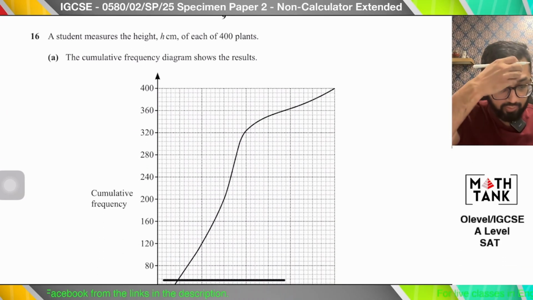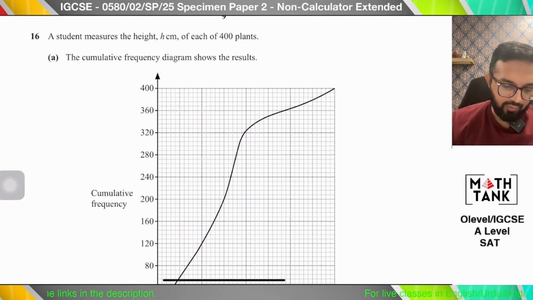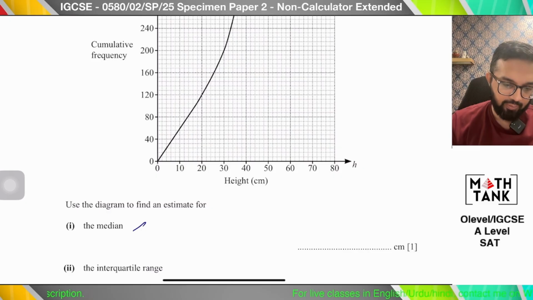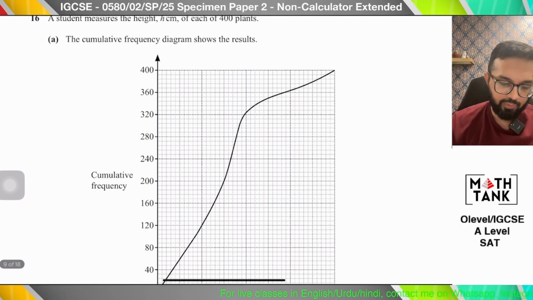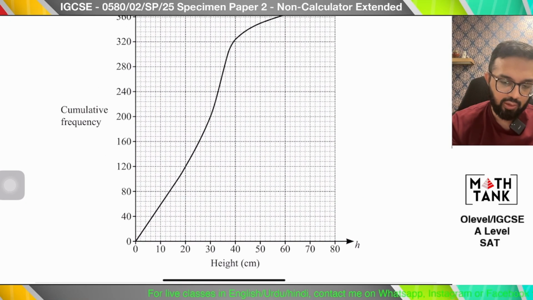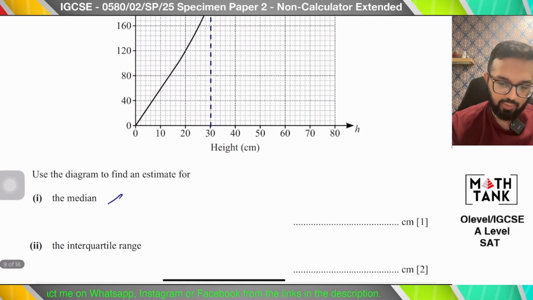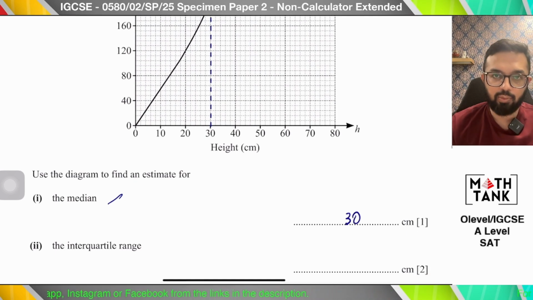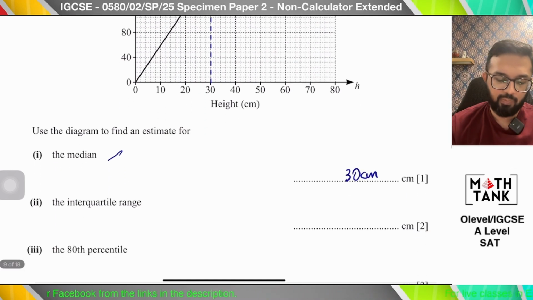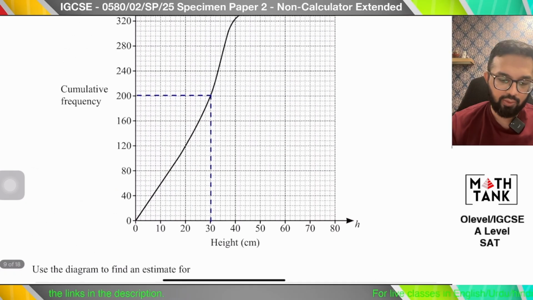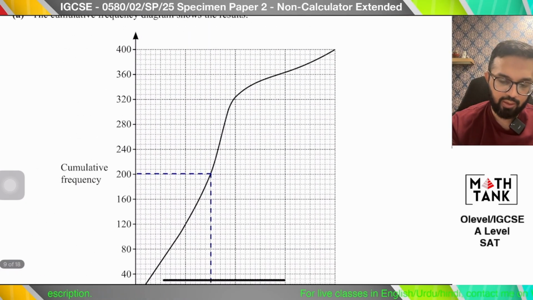And this next question is about a cumulative frequency graph. Let's see what it says. It says find the median. So how many do I have in total? 400. So I'm going to draw a dotted line at 200 and see what the median is. This number, that's 30 centimeters, so I'm going to go on and write 30 centimeters. The interquartile range is upper quartile minus lower quartile.